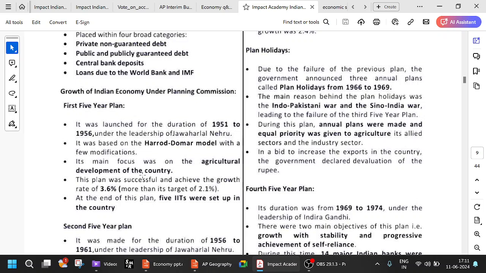Because there wasn't any industrial development at that time immediately after independence, and almost 90 plus percent of the population was dependent on agriculture. So the first plan focused more on agriculture, and this plan achieved the growth rate of 3.6%. The target was 2.1%, and the rate was 3.6%, which was achieved. Such questions will be asked, and the 5 IITs were set up.